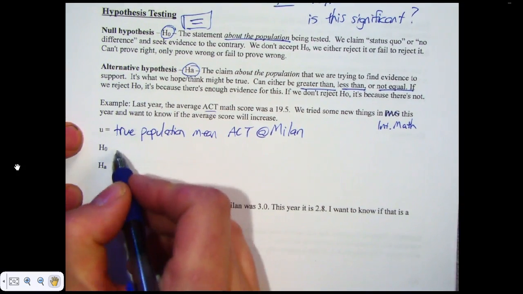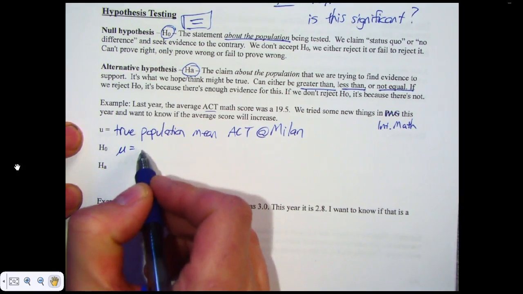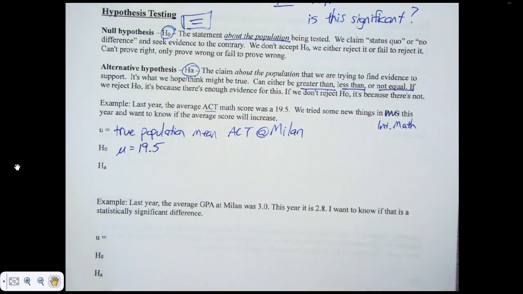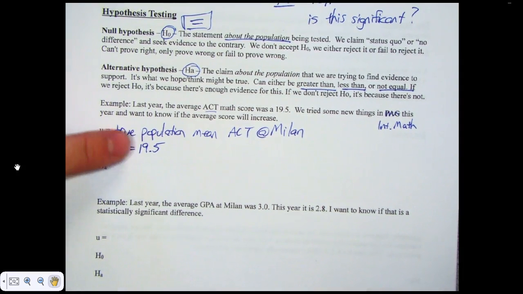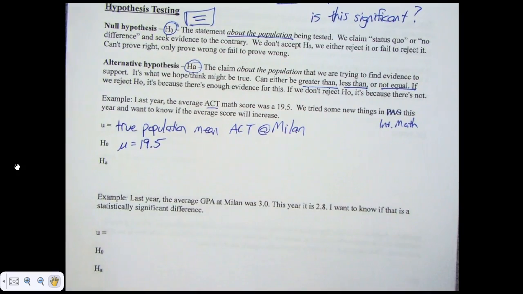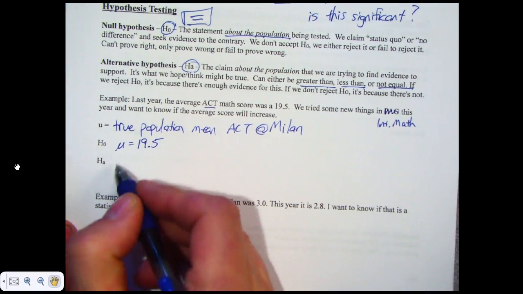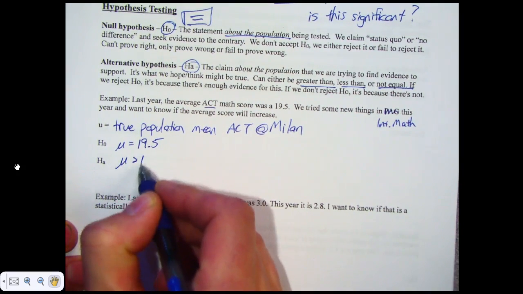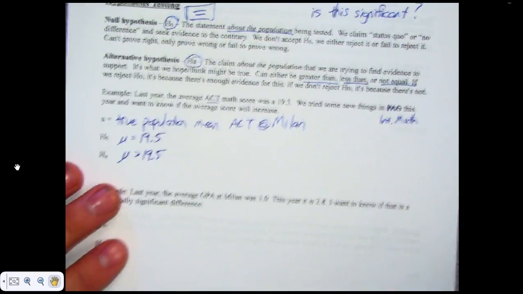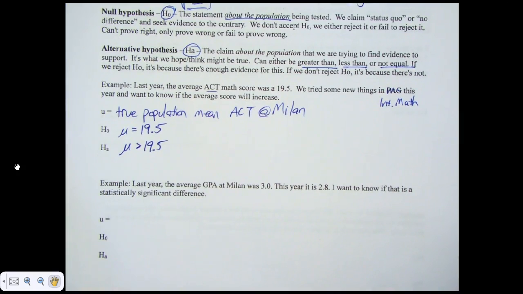So H0 in this case would be, well, my original starting point is that mu is 19.5. This H0 always has to have an equal sign. It's always this equals this. Always equals. And then Ha would be, well, my goal is to improve the score, so I want to know if that happens. So I would say, okay, let's see if the mean is now bigger than 19.5.